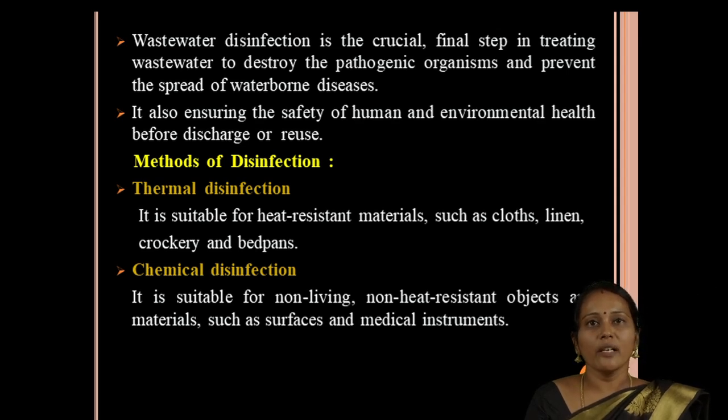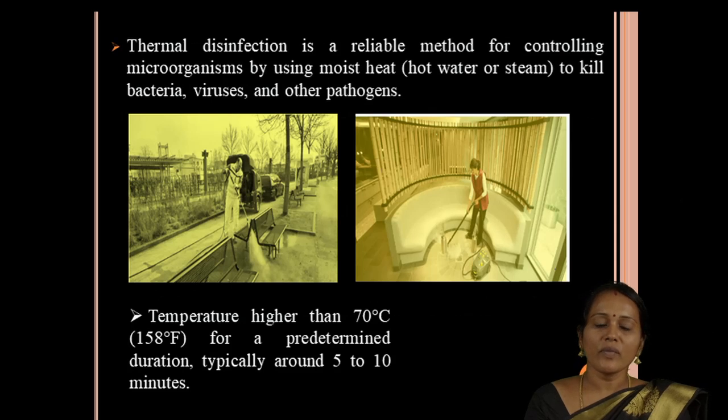surfaces and medical instruments. First, we have to see the thermal disinfection method, that is used to destroy the microorganisms by using moist heat, that means hot water or steam. These two figures show the removal of microorganisms by using hot water and steam, the most important materials used to control microorganisms by moist heat.